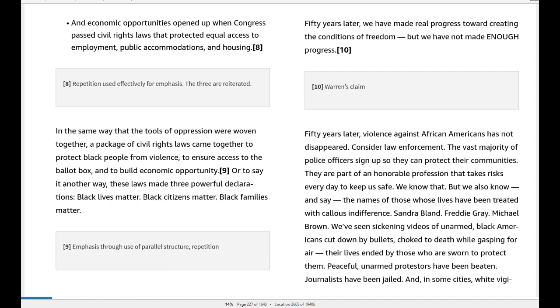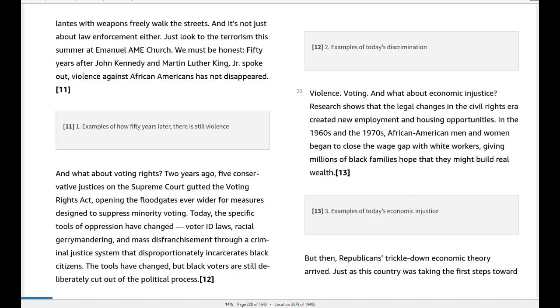We've seen sickening videos of unarmed Black Americans cut down by bullets, choked to death while gasping for air, their lives ended by those who were sworn to protect them. Peaceful, unarmed protesters have been beaten. Journalists have been jailed. And in some cities, white vigilantes with weapons freely walk the streets.